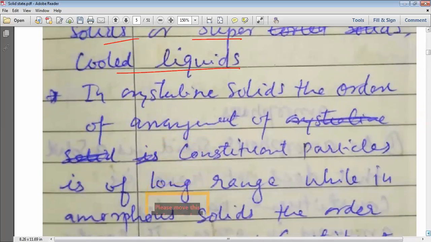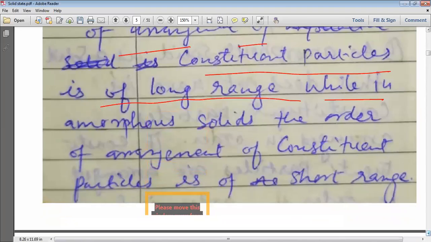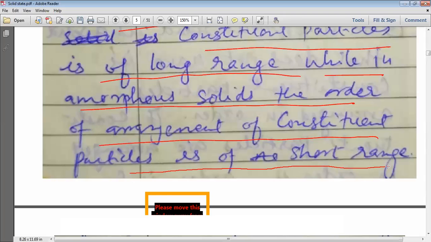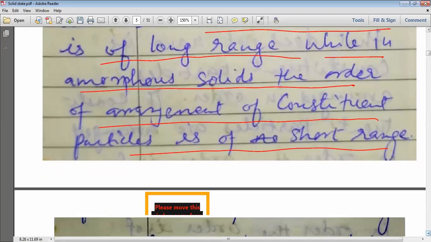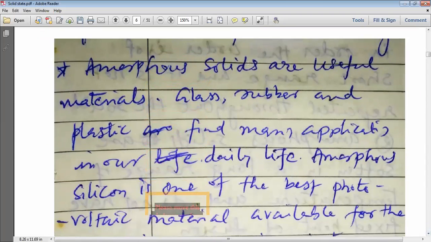For example, glass. In crystalline solids, the order of arrangement of constituent particles is of long range, while in amorphous solids, the order of arrangement of constituent particles is of short range. So please remember that the order of arrangement of the constituent particles is short range if they are arranged in order in the case of amorphous solids. Amorphous solids are useful materials like glass, rubbers and plastics.